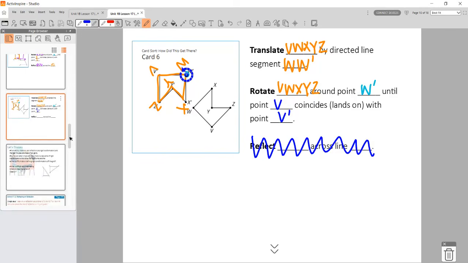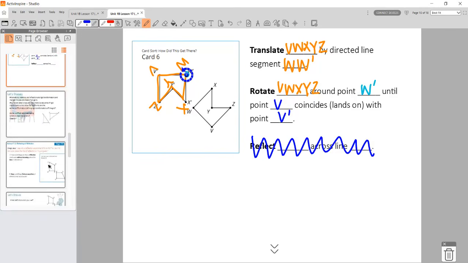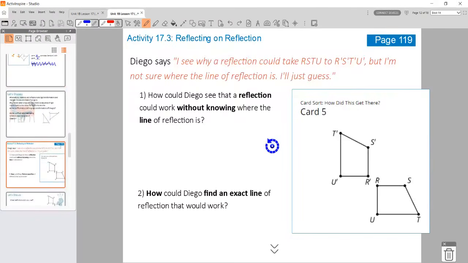Now sometimes you can see other things happening, which is what Diego saw. So Diego looked at this trapezoid here, and Diego said, you know what, I can tell that this is a reflection. But when we talk about a reflection, we need to know the line we're reflecting over. And Diego said, but I don't know where the line is, so I'm just going to guess. Well, guessing isn't a great option.